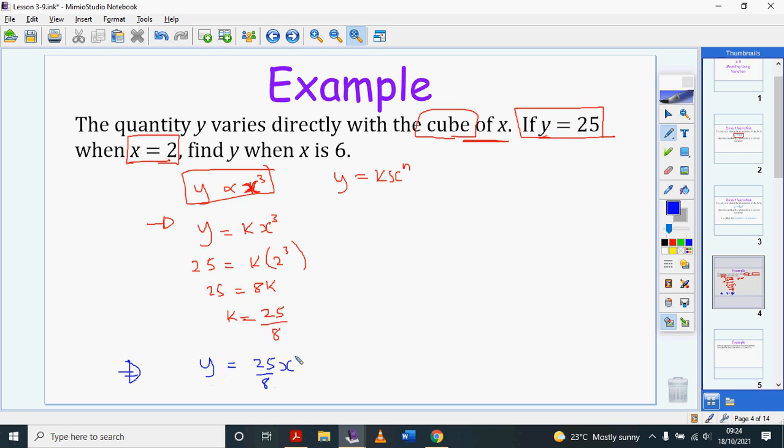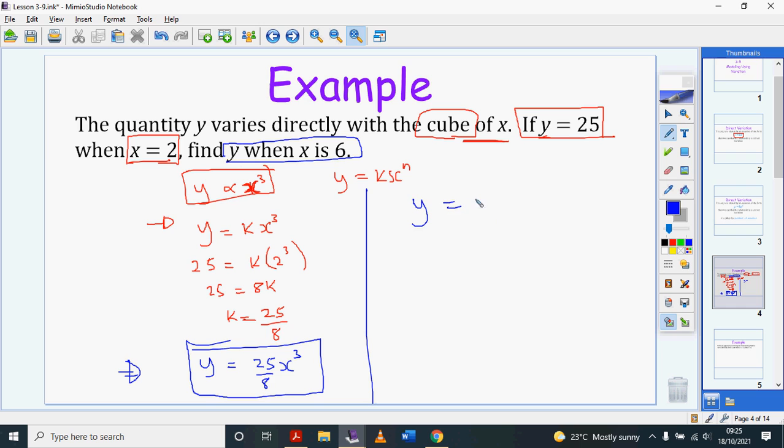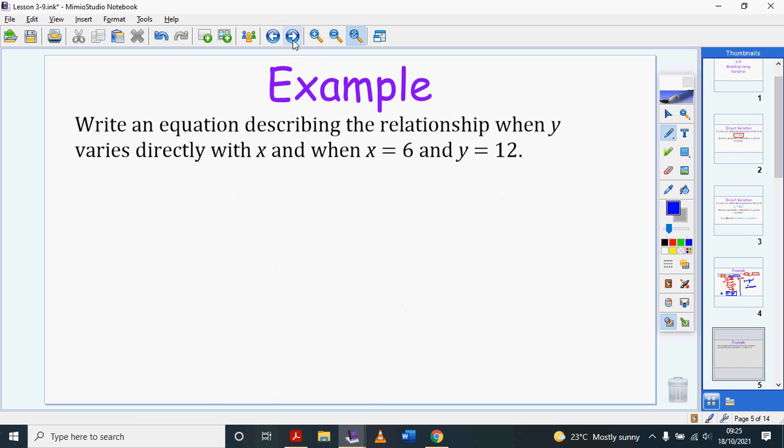Now I can rewrite my variation equation as y is equal to 25 out of 8 x cubed. Now that I have an equation relating x and y, I can easily find y when x is 6. I'll just say y is equal to 25 out of 8 times 6 to the power 3, and you substitute that and you find the value of y.